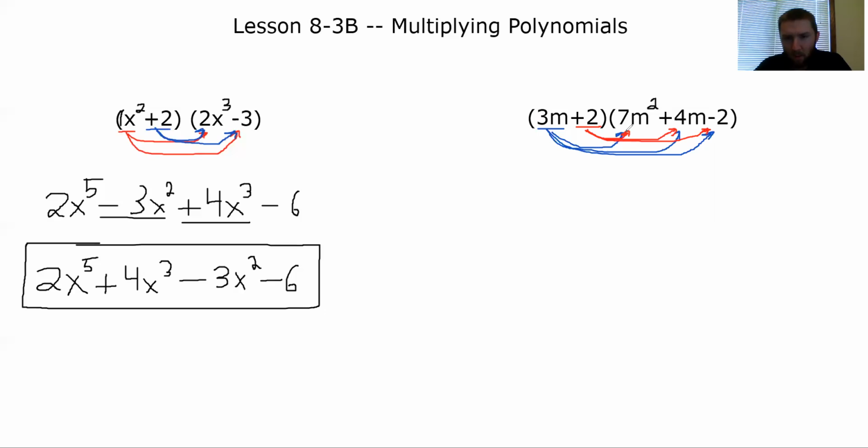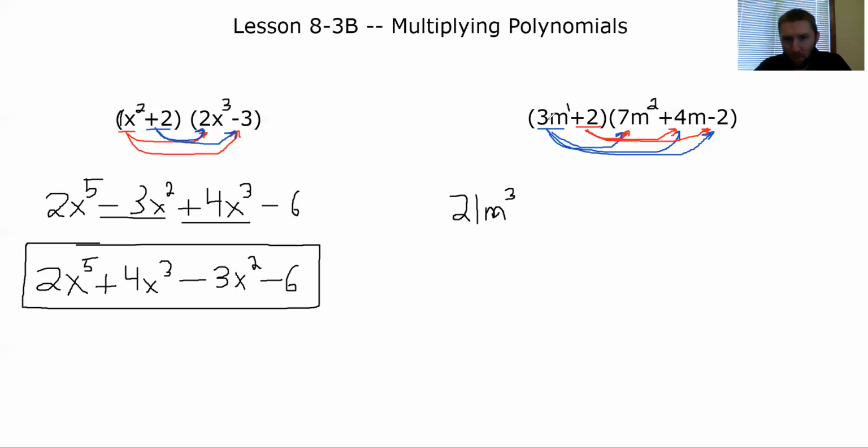So the first thing I'm going to look at is this 3m times the 7m squared. 3m times 7m squared. 3 times 7 I know is 21. M times an m squared. If I think of this m as having a little 1 on it, then m to the first times m to the second is going to give me m to the 3rd power. Okay, m to the 3rd power. So that's what I get from my first multiplication. 3m times 7m squared gives me this.